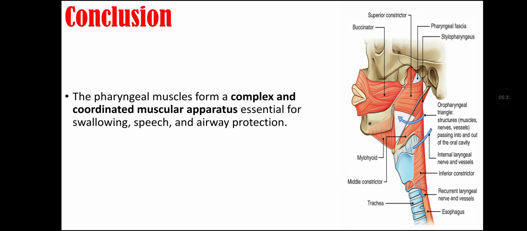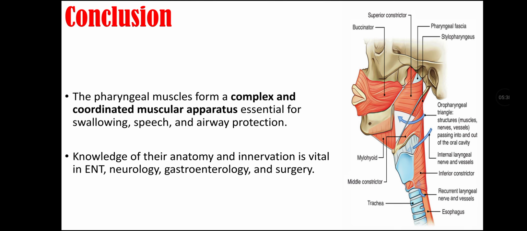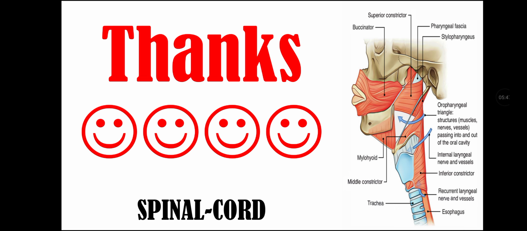Conclusion of this lecture video. Pharyngeal muscles form a complex and coordinated muscle apparatus that is essential for swallowing, speech, and airway protection. Knowledge of their anatomy and innervation is vital in ENT, neurology, gastroenterology, and surgery. And this was all about muscles of pharynx.